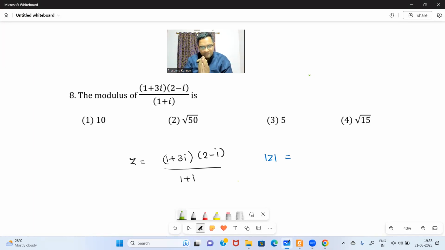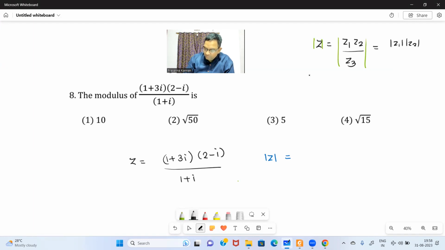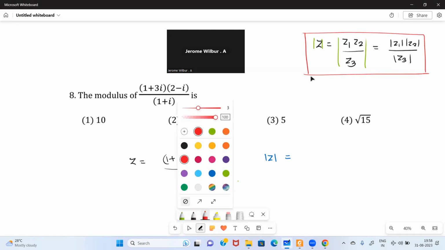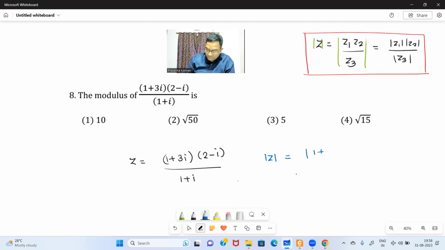When you have z is equal to z1 into z2 divided by z3, let's say, when you take modulus, it is enough to take modulus separately. Did we see this in the class? Yes, sir. Yes, so very simple. How do we do it now? Now this becomes modulus of 1 plus 3i, the next complex number is modulus of 2 minus i, and the one below is modulus of 1 plus i.